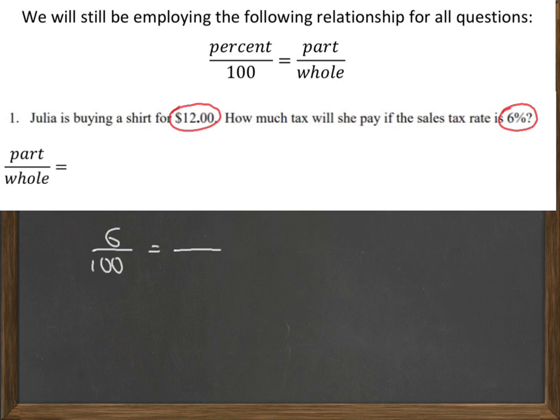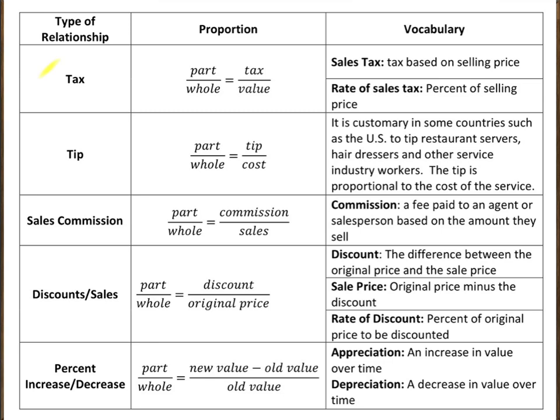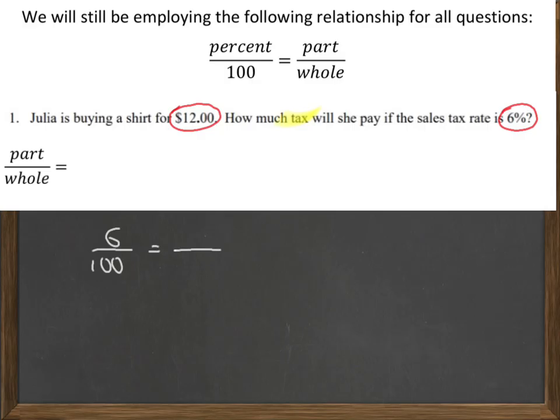Now the next thing we have to figure out is what kind of part-to-whole relationship we have. We're talking about tax, so if we go back here, we're looking at a tax relationship. The relationship is that the amount of tax I pay is proportional to the total value of the item.